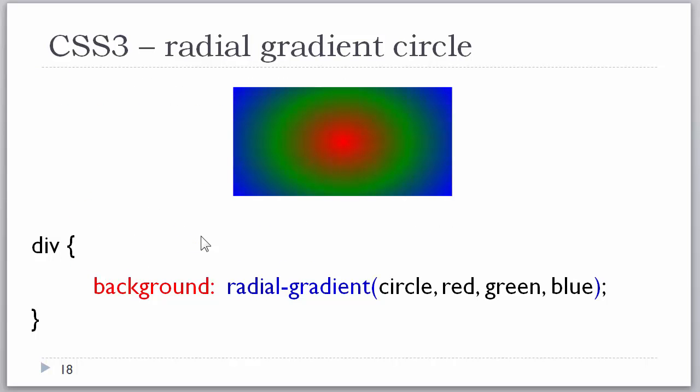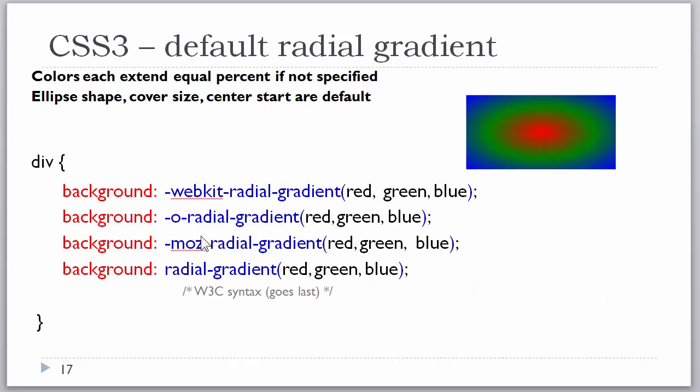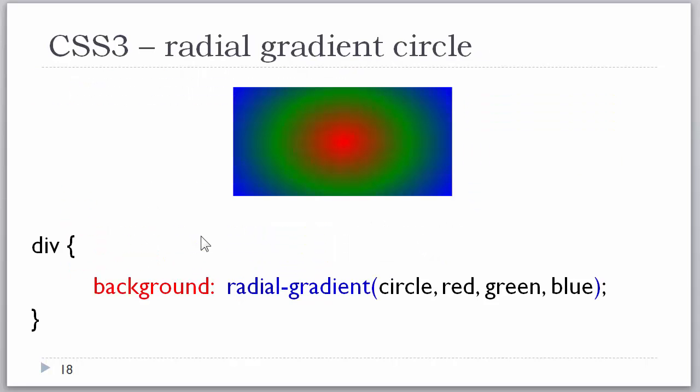Alright, here we are changing it to a circle. Let's go back and see the difference. There's the ellipse. And here's the circle. You see you have more edges on the right and left. And if you notice, there's the syntax: circle, comma, red, comma, green, comma, blue.